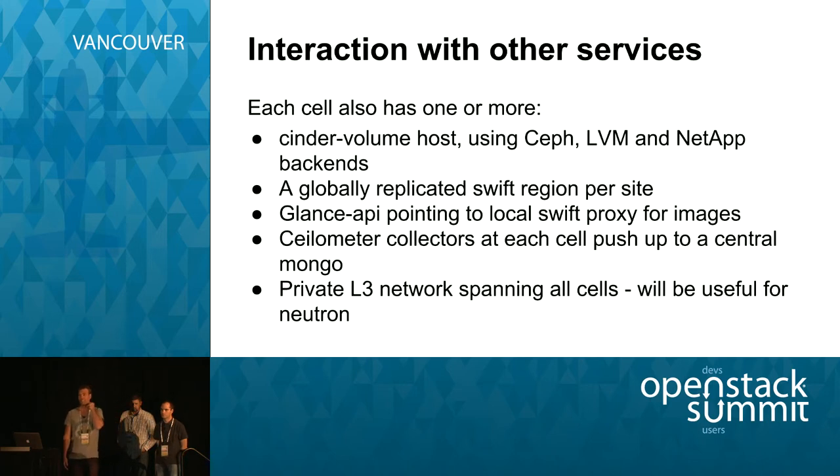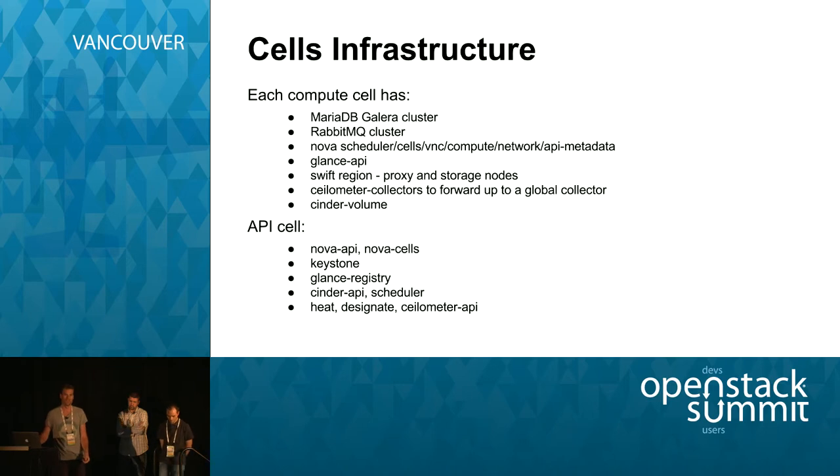Ceilometer is another thing that we use, with varying success at the moment. We have a large Mongo cluster, and we just fire everything up to it. Some things work, some things don't. We're a Nova Network installation. When we started, there was only Nova Network, and we're still on Nova Network. We do have a big network around all our sites, so in the future we might be able to leverage that when moving to Neutron. This is a list of everything we run on each cell: APIs at the central level, and just the compute services at the cell level.